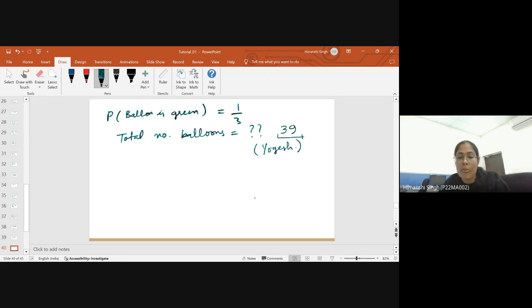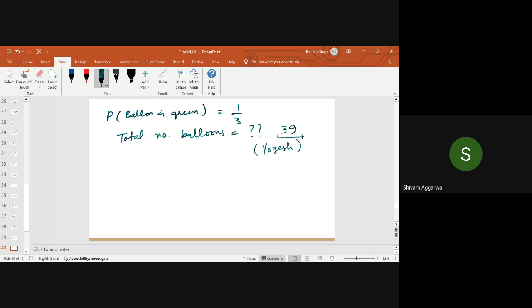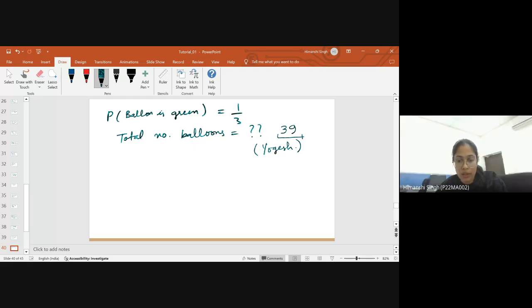So all of you, all others, I think there are 7 or 8 people here. You people also solve it and just give me the answer that is coming. How many total balloons are there according to you? The answer is 39. Okay, so another 39. So there are 2 votes for 39.